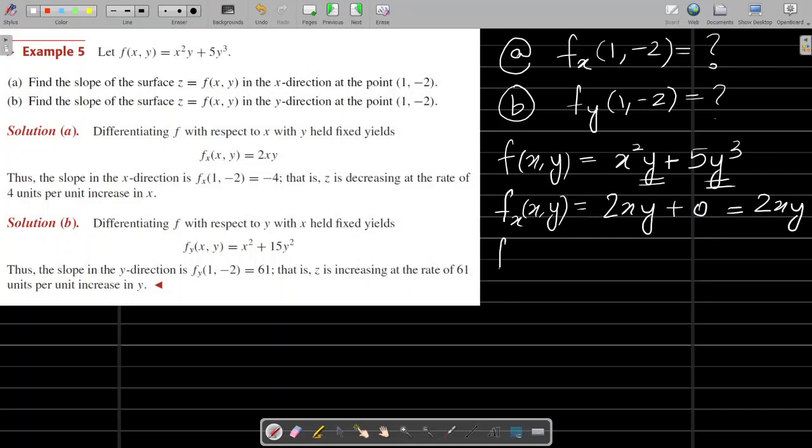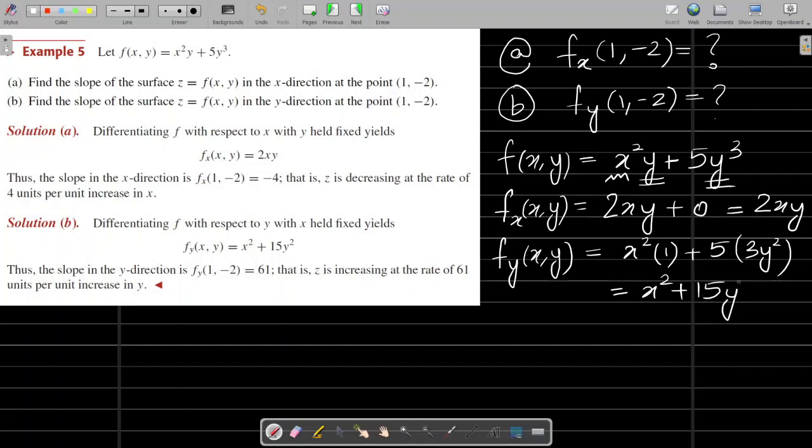Now what is fy of x y? Fy of x y is dou by dou y of f, which is equal to, we have to consider x terms as constants, and y is the variable. So x square into dou by dou y of y, which is 1, x square into 1, plus dou by dou y of 5y cube. So 5 into dou by dou y of y cube is 3y square. Here we will be getting x square plus 15y square.